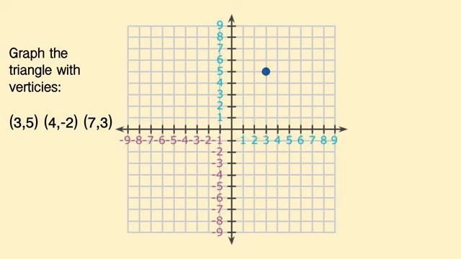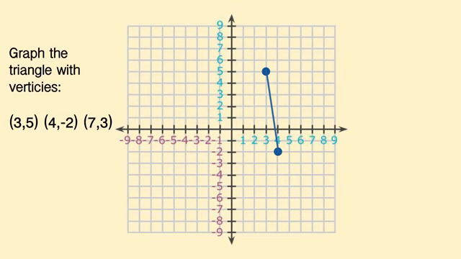For my second point, I will start again at my origin. From here, my positive 4 x value tells me to go right 4 spaces. However, my y value is -2. This means from where I left off, I will go down 2 spaces and then plot my second point. At this point, I draw a straight line connecting my 2 points.